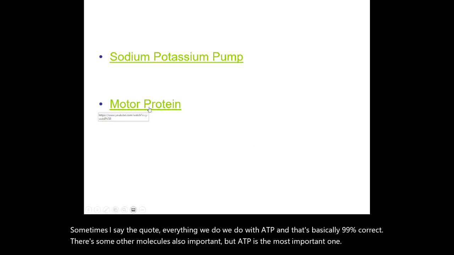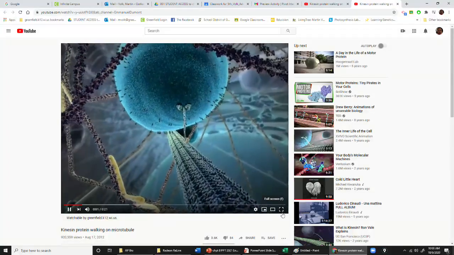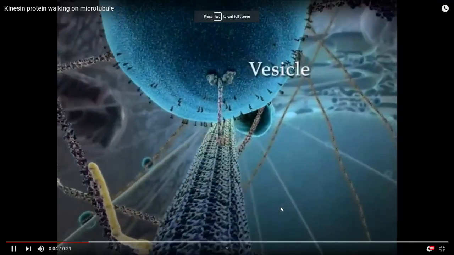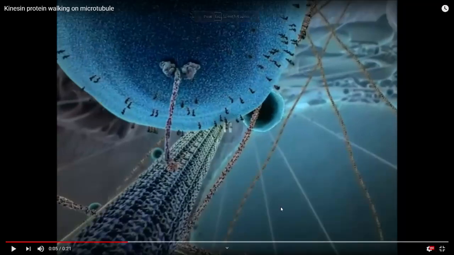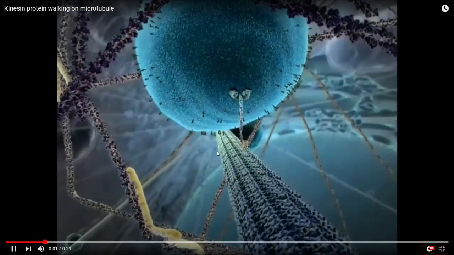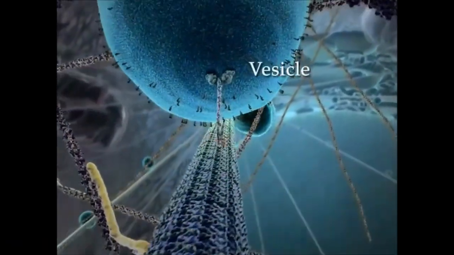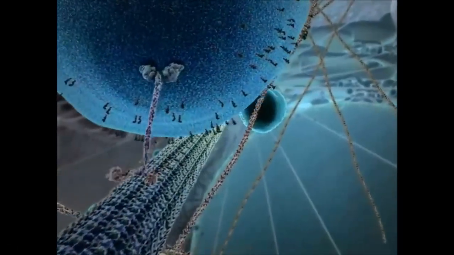So I'll show you this motor protein real quickly. Let's see if we can get YouTube to work here. This is a nice example of that little motor protein. It's obviously an animation walking along this microtubule. Here we have the microtubule. This is the big vesicle full of stuff, and this is the motor protein guy taking steps along the microtubule. Each step that he takes uses an ATP. Step, step, step. Each time an ATP is consumed.